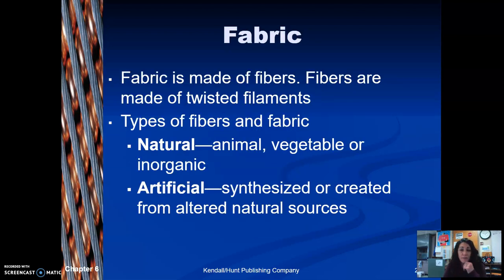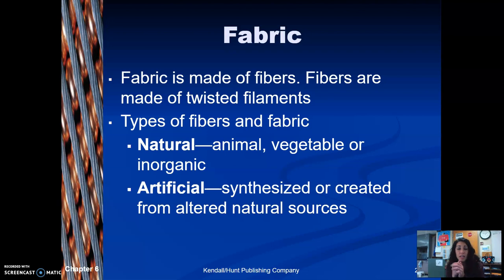All right, so fabric is made of fibers. Fibers are made of twisted filaments. If you've looked closely at fibers, you've been able to see little teeny strands that are wound together. There are two main groups of fibers, natural and artificial or synthetic. Your natural fibers are going to be from animals, and that means their wool or their hair of some sort, typically. Vegetable or plant, or inorganic materials like rocks and minerals, we usually call those types of fibers.